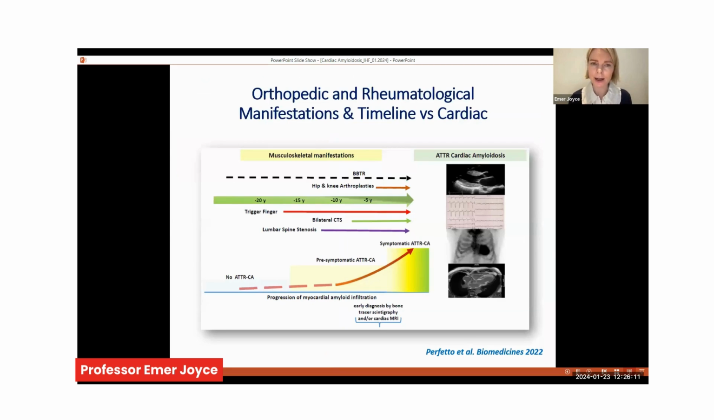So not just cardiac and neuro manifestations, but we're increasingly becoming aware of more orthopedic and rheumatological manifestations. So amyloid basically is not just the nerves and the heart, this TTR, but it's probably also affecting the joints. So carpal tunnel syndrome happens many years before. Lumbar spinal stenosis is a big one.